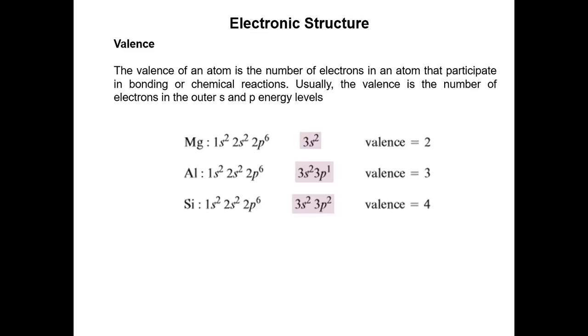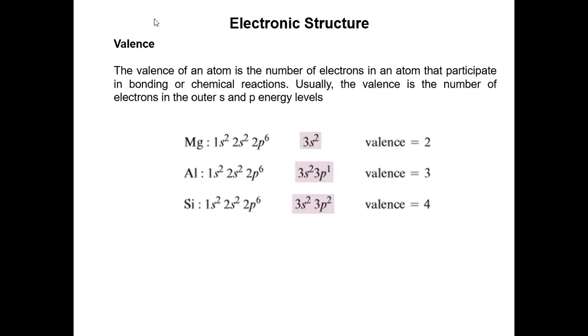That means not all the electrons in an element can participate in forming bonds. Elements cannot stand as elements, so they make bonds to stabilize. So not all the electrons in the material can participate in bonding, but the outer S and P energy level electrons can.